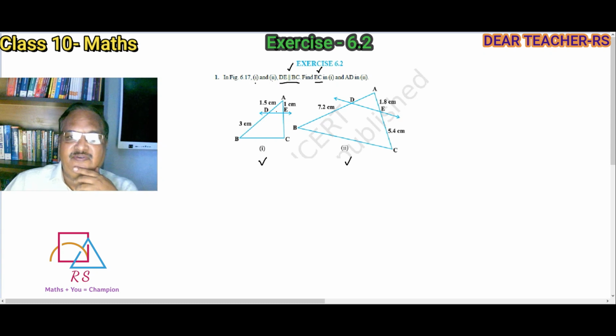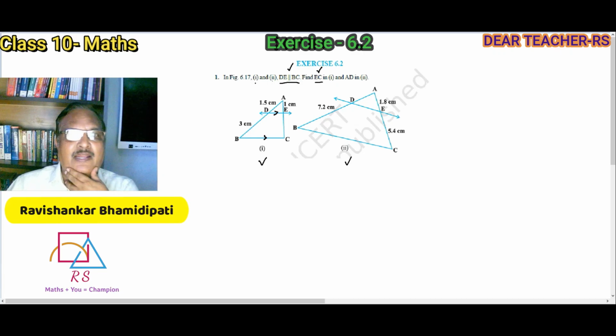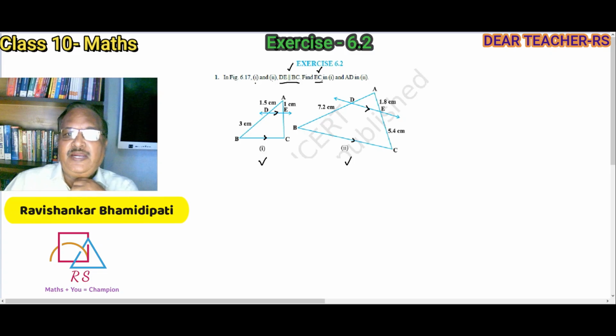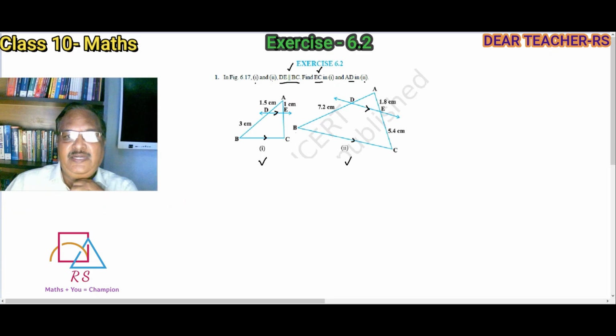In both the figures DE is parallel to BC. Better you put a parallel marker symbol. Whenever there is one line parallel to one side, you can apply the basic proportionality theorem. Now you have to find AC in 1 and AD in 2. That means AC is the complete side.